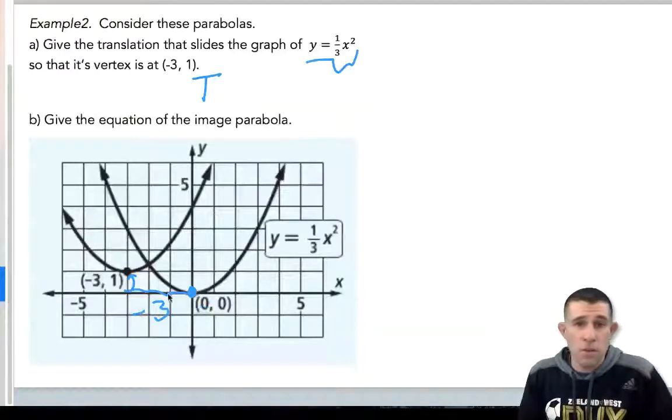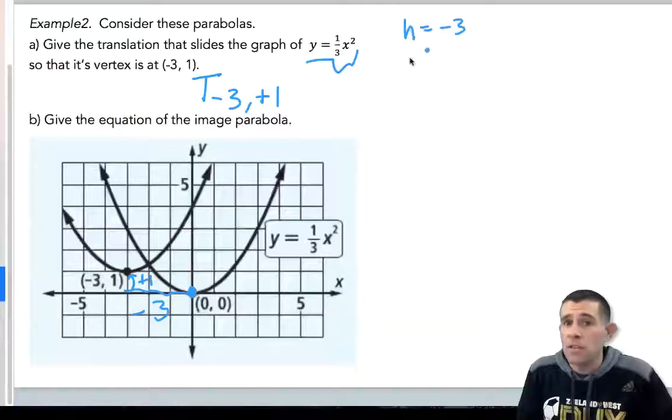Because I moved it 3 units to the left, that's subtracting 3 to all of my x's. Now that means my h value is -3. My k value is +1 because I slid it up 1. So here's my h and here's my k. If you want to, go ahead and just designate h as -3, k is +1.